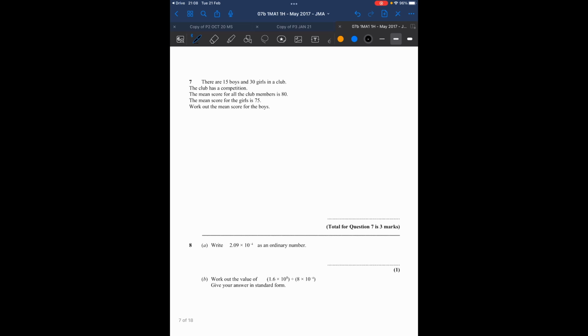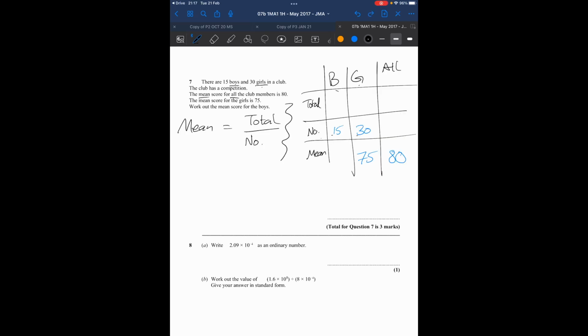Number 7. There are 15 boys and 30 girls in the club. The club has a competition. For question 7, I've jumped ahead a little bit to save us some time. The mean score for all of the club members is 80. The mean score for just the girls is 75. Work out the mean score for the boys.